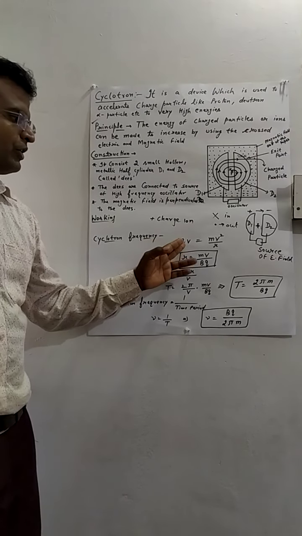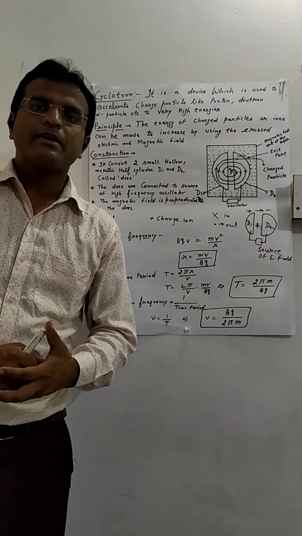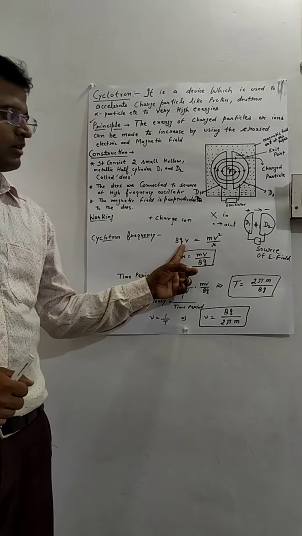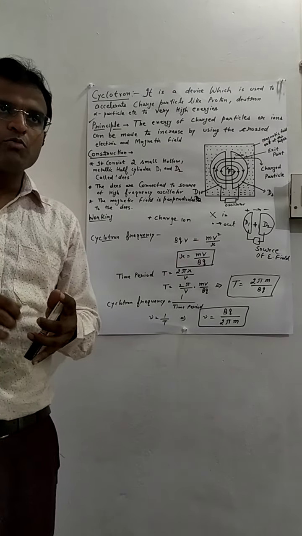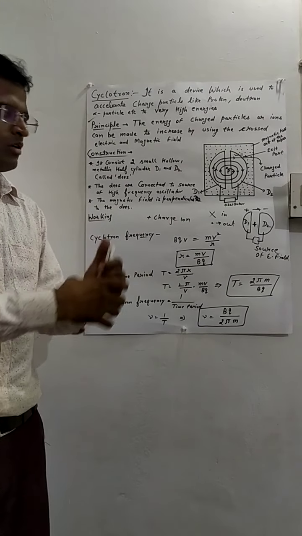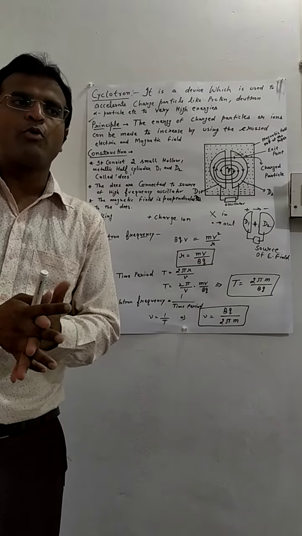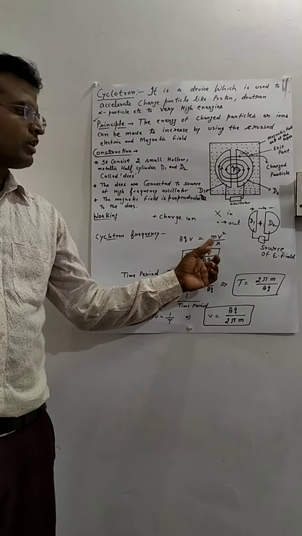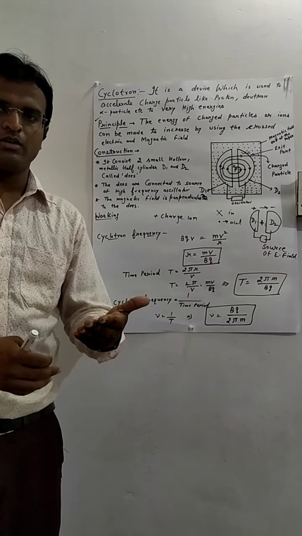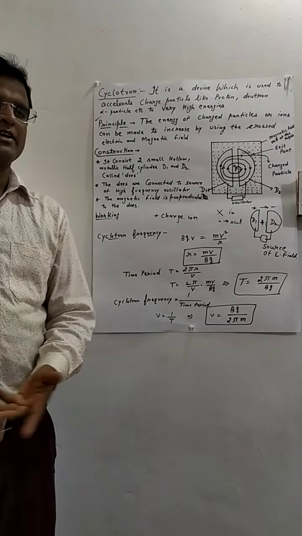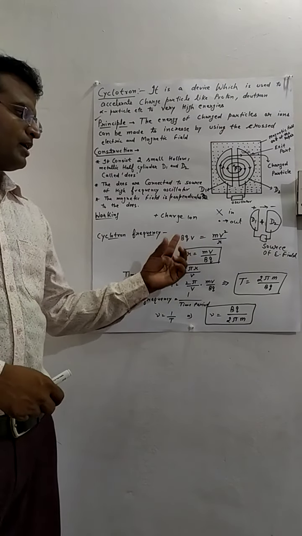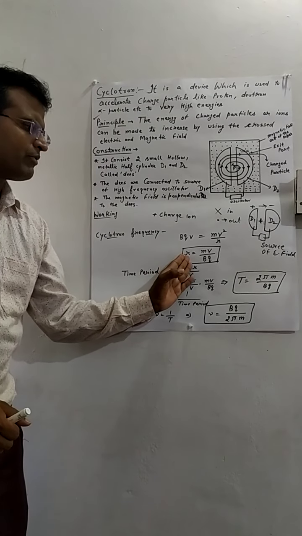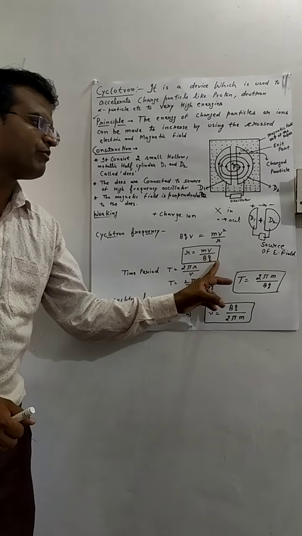First, we know that the force acting on a charged particle placed in a magnetic field is equal to BQV. Now, the charged particle moves in a semicircular path. When a particle moves in a circular path, a centripetal force acts on it, equal to mv square by r. Both forces are equal, so BQV equals mv square by r. Cancelling v, r equals mv by BQ.